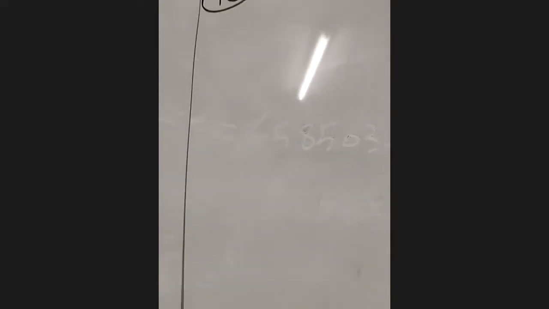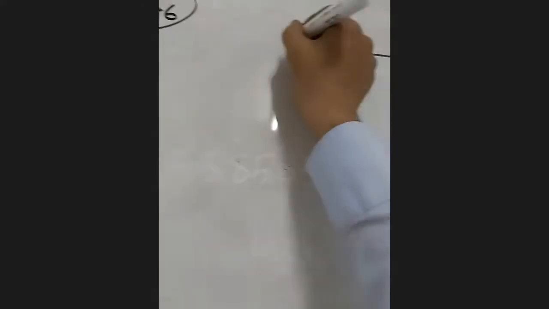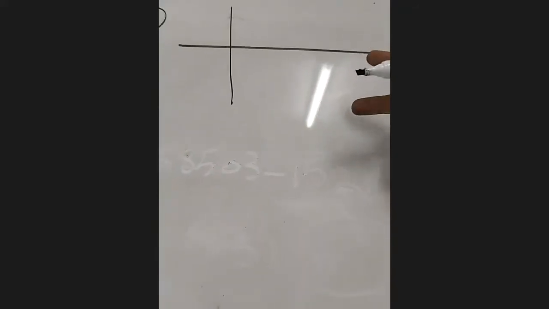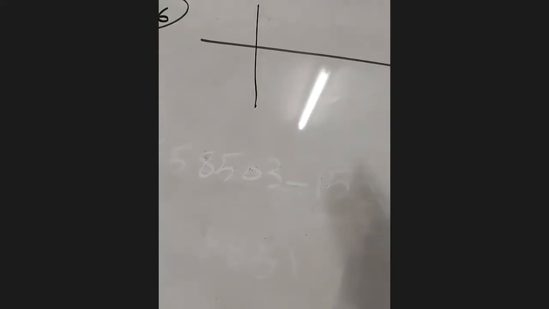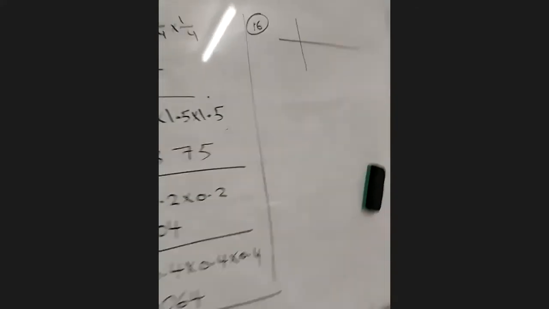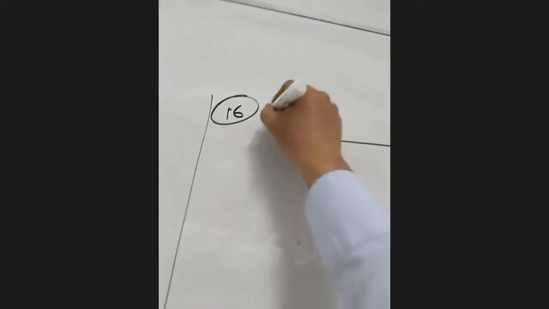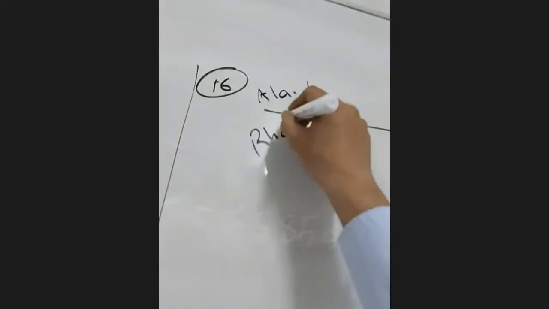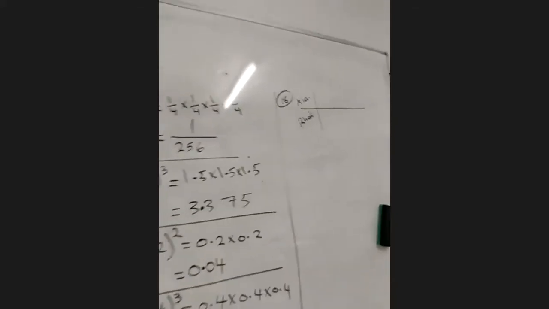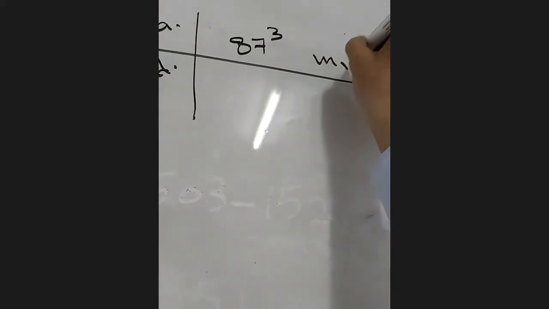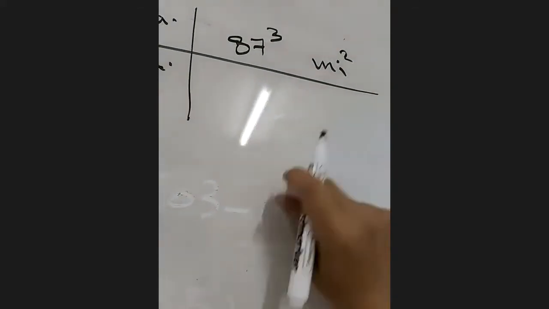Wait, now we have a table, guys. Look here, please. They put 2 states with their areas, the largest area and the smallest area. The 2 states are Alaska and Rhode Island. Now in Alaska, what's the area? It is 87 to the power of 3. What unit beside it, right? Miles to the power of 2, right?